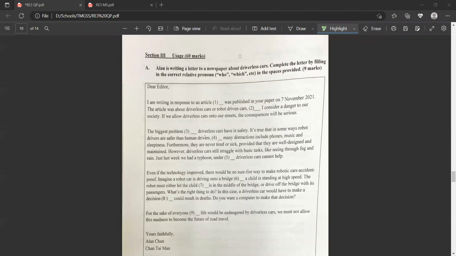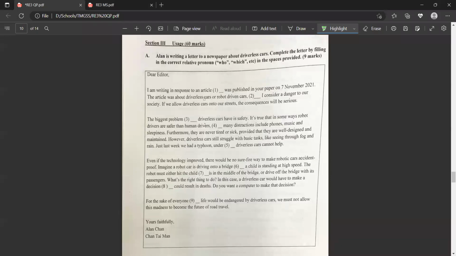Hi. So this is revision exercise set 3, grammar. Okay? And we'll continue. Relative pronoun. So you highlight all the objects that the relative pronoun should refer to.